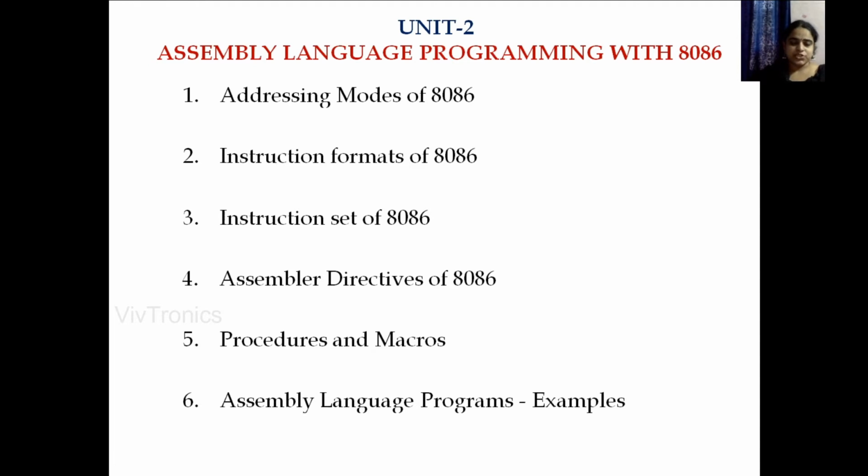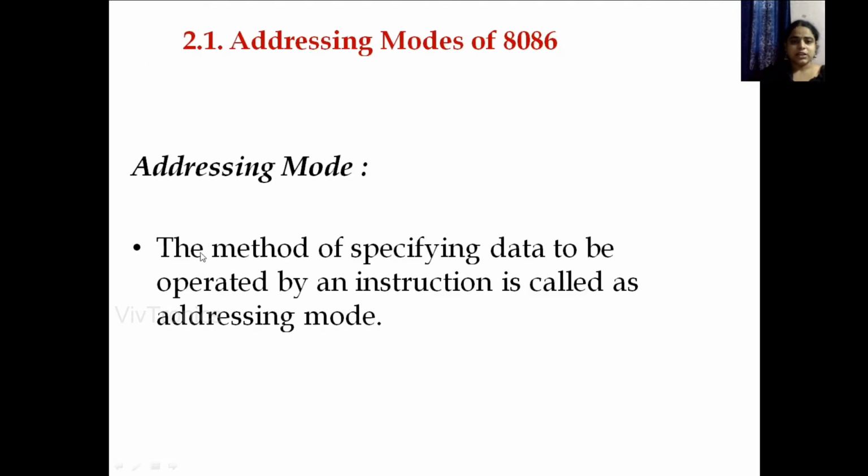Okay, so in this session I am going to cover addressing modes of 8086. The method of specifying data to be operated on by an instruction is called addressing mode. It is a method of specifying the data to the processor, how to handle that data, in which way you can handle a string or in which way you can operate on numbers. So this is the definition of addressing mode.